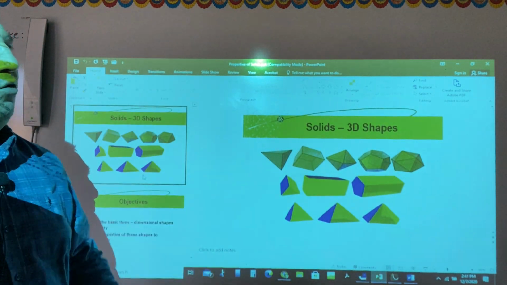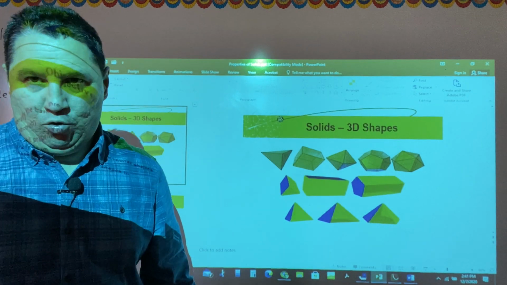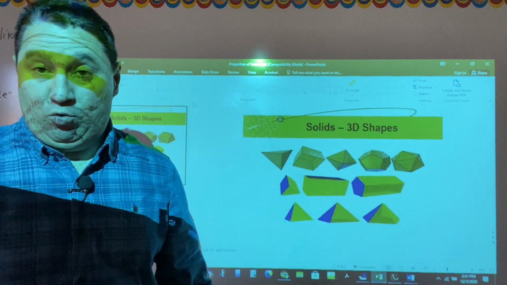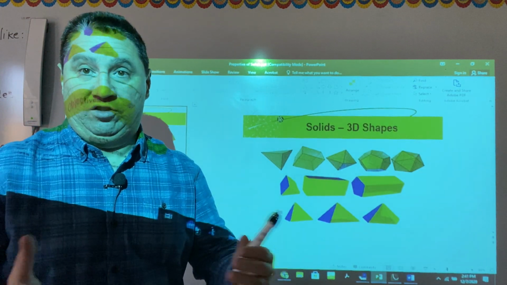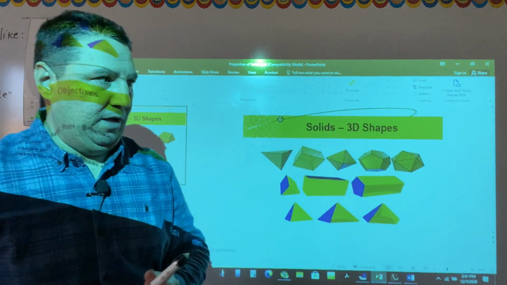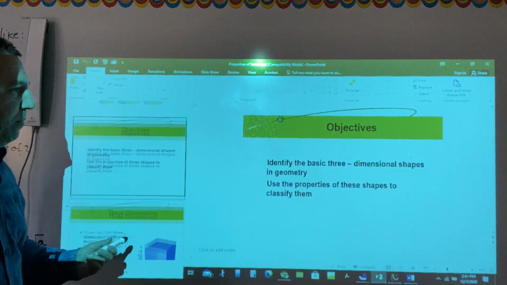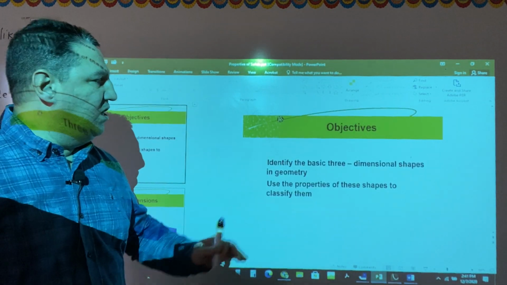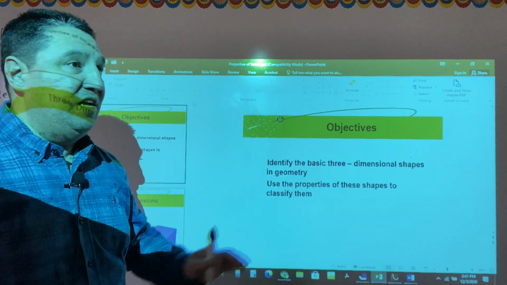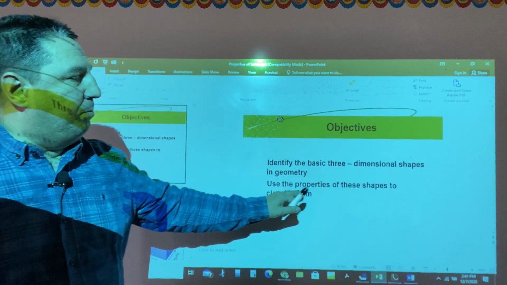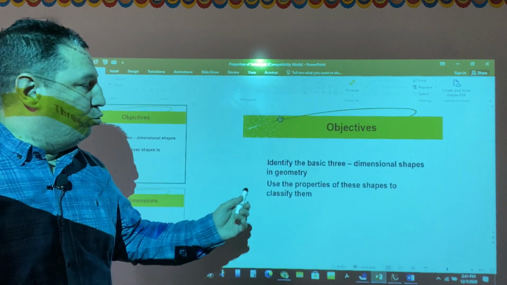Today we'll talk about solids, or 3D shapes, or three-dimensional shapes. This is an introduction to solid geometry. We have two main objectives in this lesson. We identify the basic three-dimensional shapes in geometry and use the properties of these shapes to classify them.